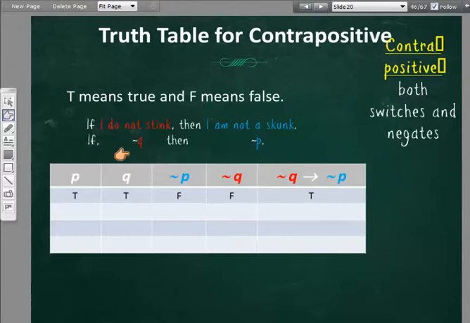Let me go back. If P and Q are both true, that means not P and not Q are both false. Well, remember, if your hypothesis is false and your conclusion is false, your conditional is still true. My P is true, my Q is false, so that means not P is false, not Q is true. See, my truth values are just being negated. Remember, if your hypothesis is false and your conclusion is true, it's going to be false.